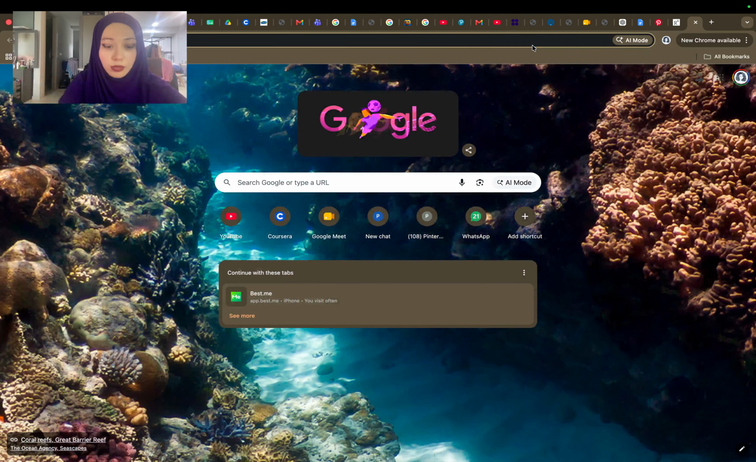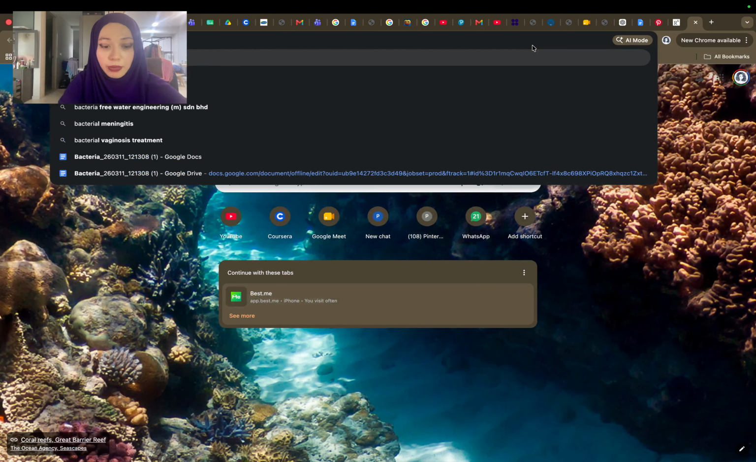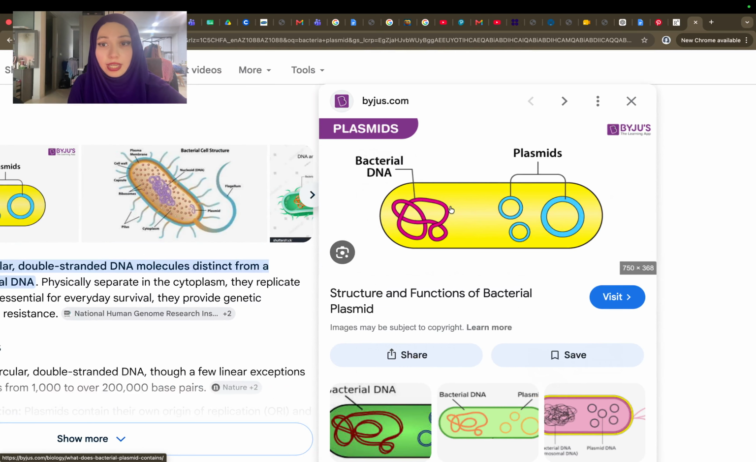So I can try showing you here, bacteria plasmid. So you see here we have a bacterial DNA and then we have a plasmid. So this tiny circle you see here, this is called a plasmid. And scientists love plasmids because they are easy to modify.